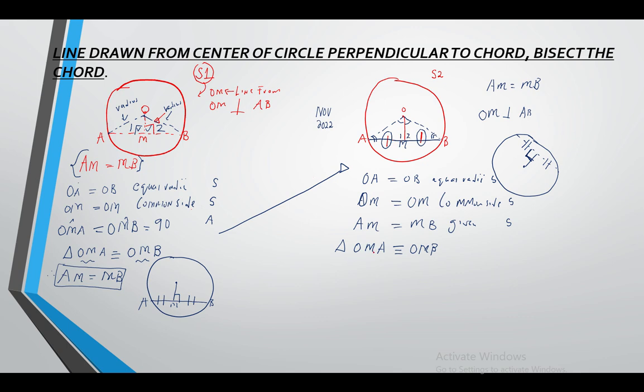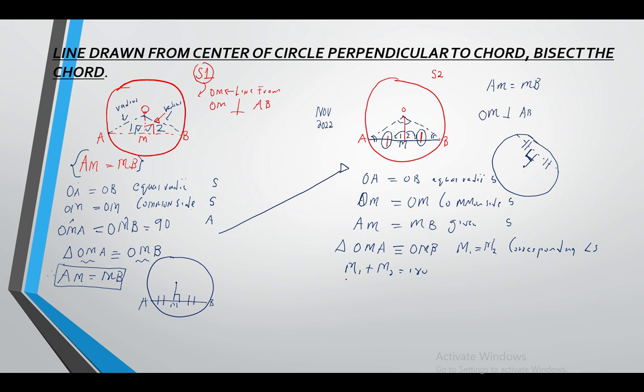So since OMA is congruent to OMB, M1 equals M2. These are the corresponding angles. And then I know that M1 plus M2 is 180. These angles, M1 and M2, are on a straight line. So angles on a straight line add up to 180. M1 plus M2 is 180. And remember that M1 equals M2.